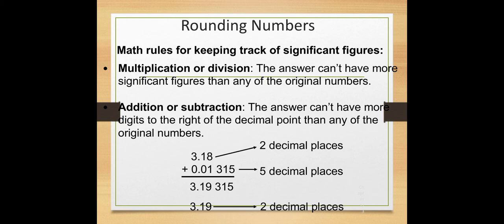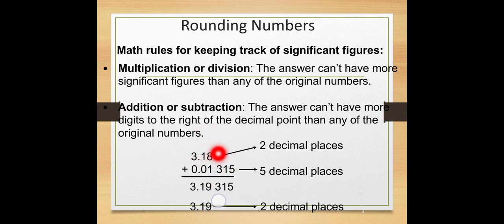Now we have to look at how we can calculate the significant figures during addition or subtraction. In addition and subtraction, our answer can't have more digits to the right of the decimal point than any of the original numbers. In this case we have to look at the decimal places, basically the least decimal places among the original numbers. 3.18 has 2 decimal places, and 0.01315 has 5 decimal places. So the least is 2, and our answer must have 2 decimal places, so our answer is 3.19.